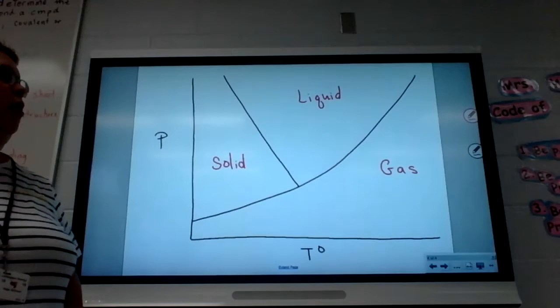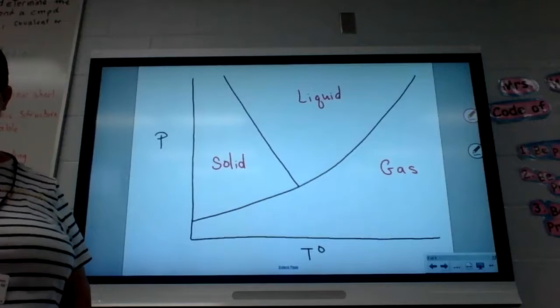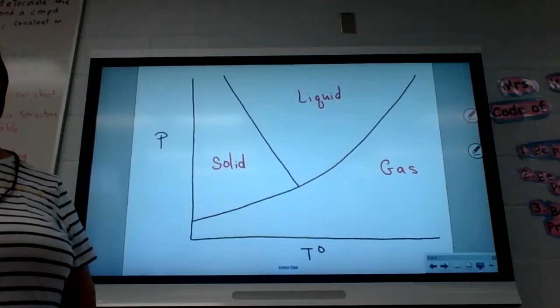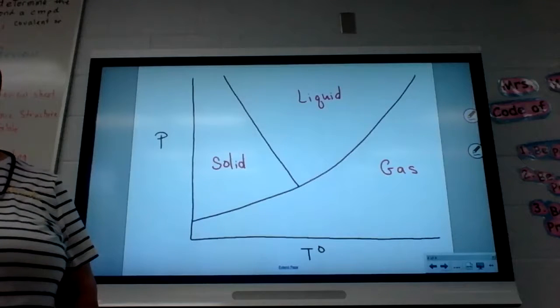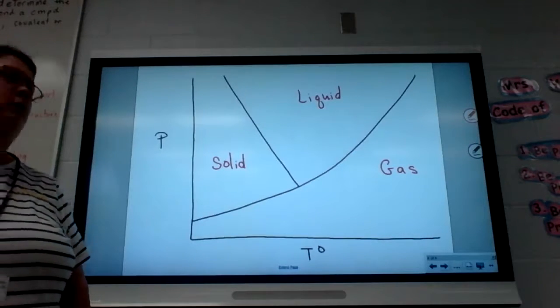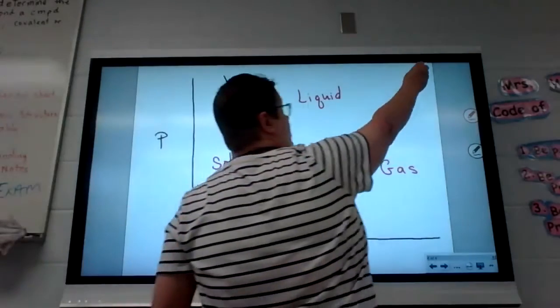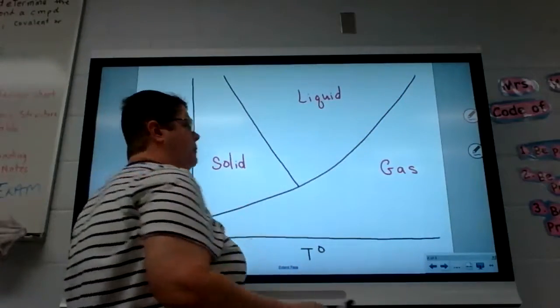Now, there are 4 points you have to be able to find on the graph. We will define those in a second. One is here, one is up there, and there are 2 others that we have to draw in.